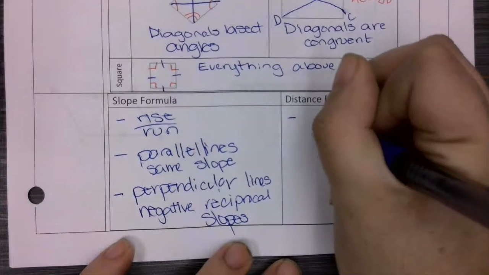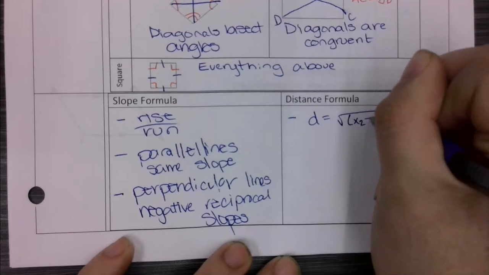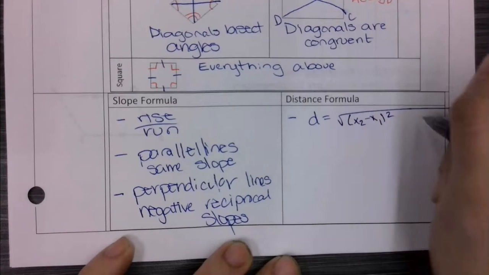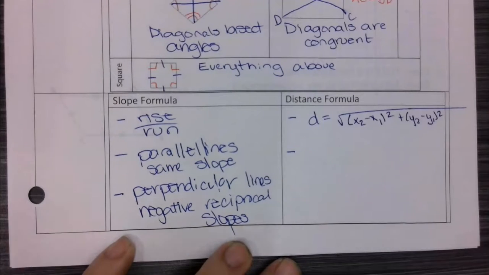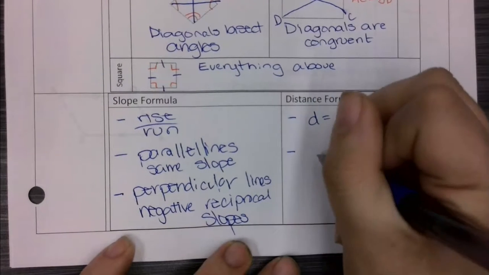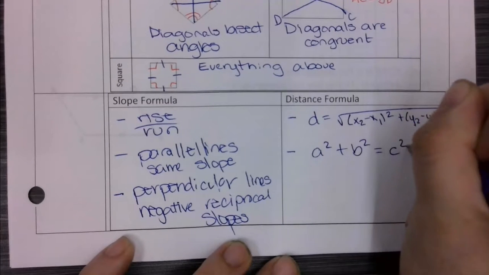Okay, so remember the distance formula is d equals the square root of (x2 minus x1) squared plus (y2 minus y1) squared. Or you can also use, if it's a triangle, you can use a squared plus b squared equals c squared.